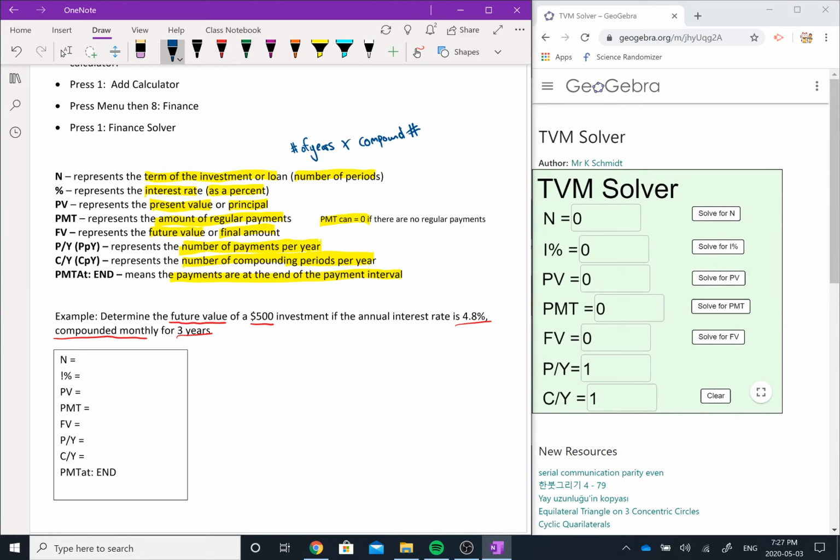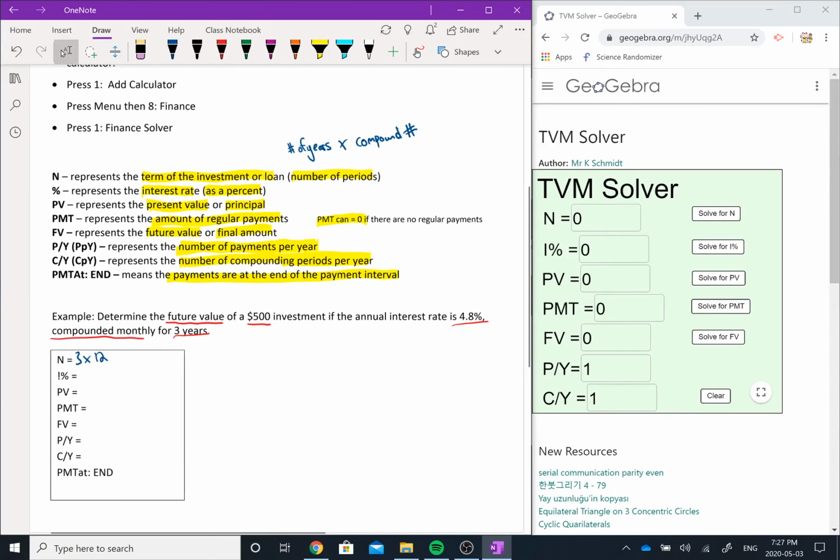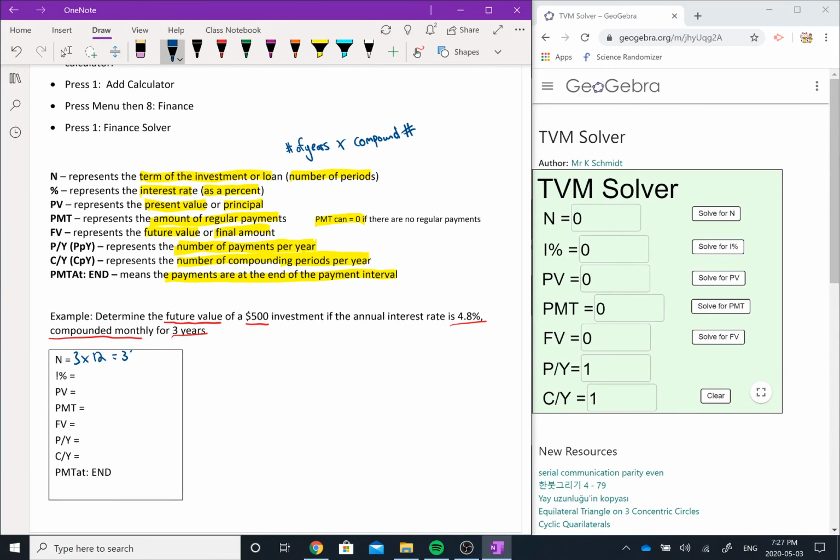So our N value, remember, is the number of years multiplied by the compound number. So 3 times 12 means 36 total periods. The I percent, or the percent, is 4.8.